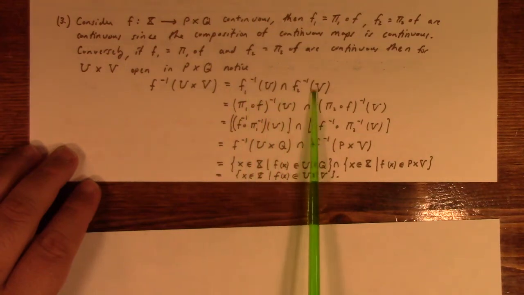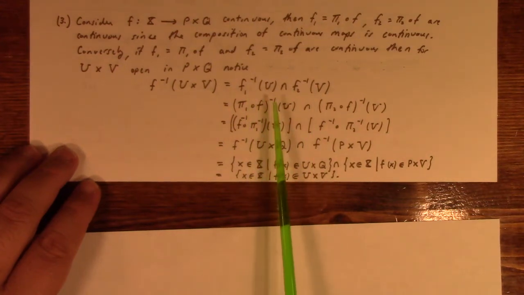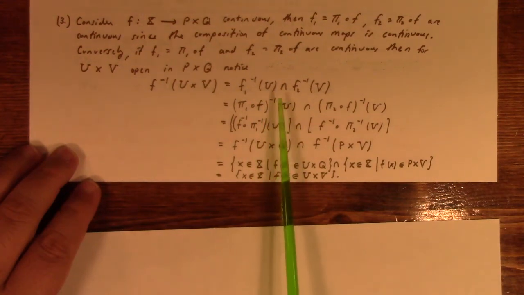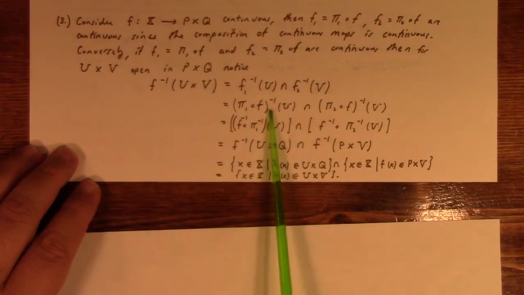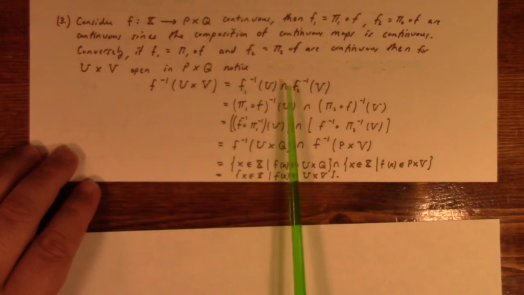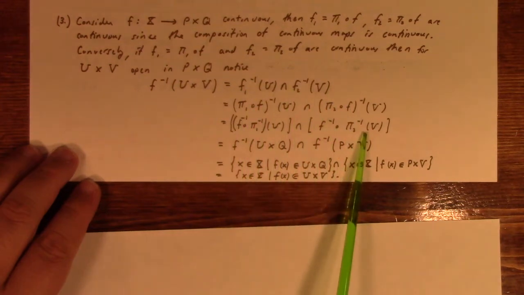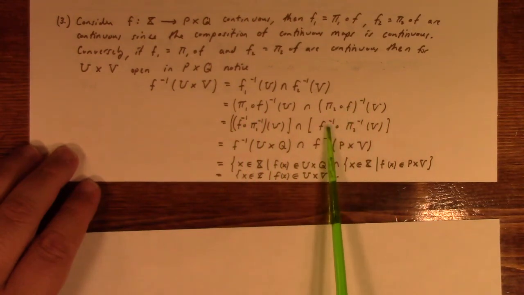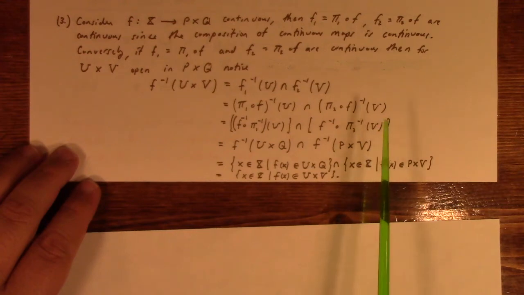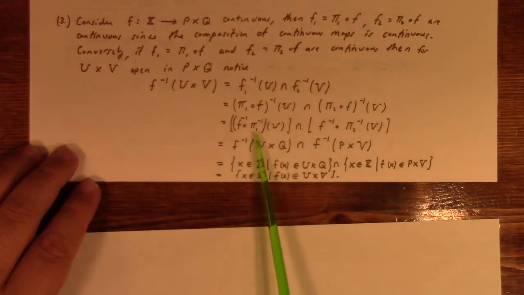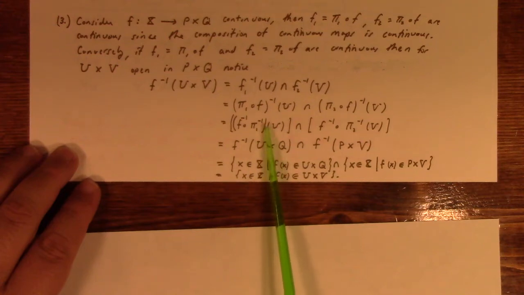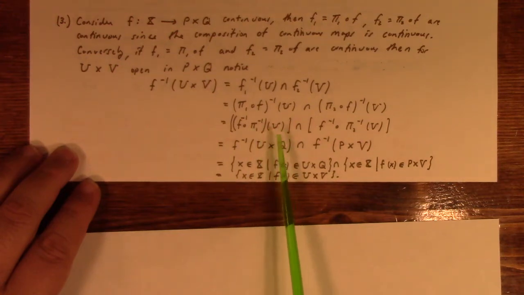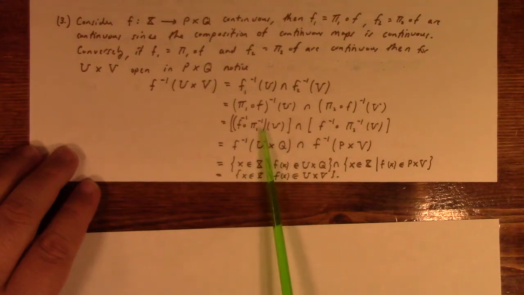Anyway, first of all, I say that this is the same as pi 1 composed with f inverse of u, and here I'm just putting in the definition of f1 and f2. Then I use the Sock-Shoes principle for the inverse image. So this is f inverse composed of pi 1 inverse of u, and f inverse composed of pi 2 inverse of v. But then the inverse image of pi 1 of u is actually u cross q. These are not the restricted pi 1 and pi 2. These are the whole maps.